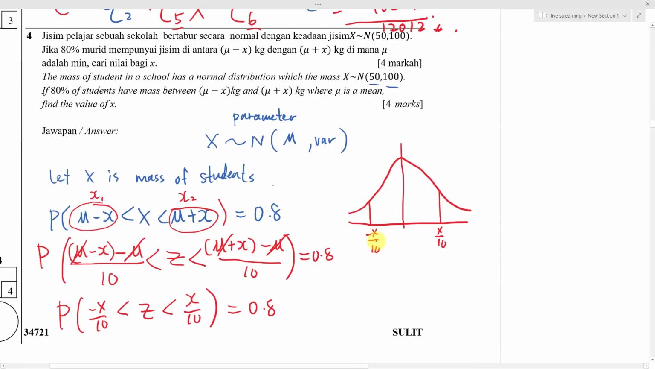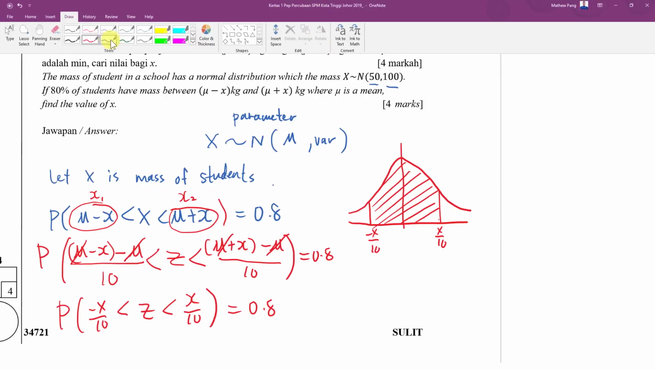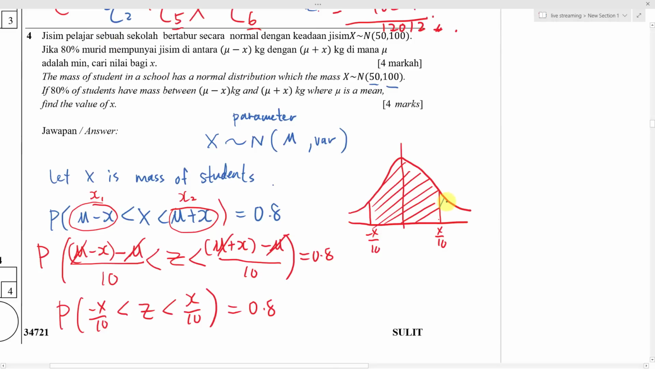My bell-shaped diagram is not so nice. And then the probability inside here is 0.8. Then we know the whole area will be 1. So if I minus 0.8 here, I want to know what is about this area. Because both of these areas will be symmetrical, this area will be 0.1, because here is another 0.1, right? Because the areas all added together must equal 1.